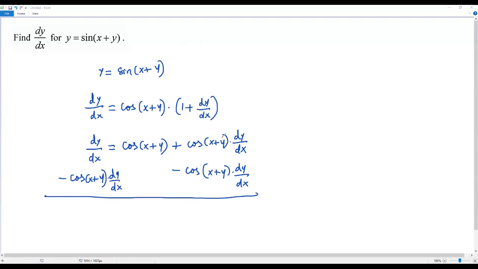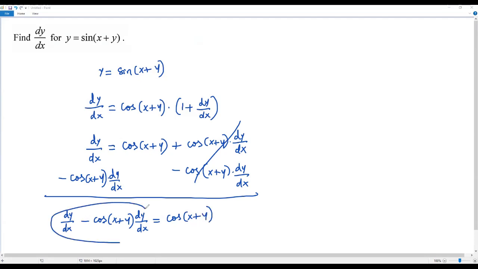When I do so, this positive term and negative term cancel. I'm getting dy over dx minus cosine of x plus y times dy over dx equals, on the right side, cosine of x plus y. Let me write it over here, cosine of x plus y. Now on the left side I'm going to factor dy over dx, because both terms over here contain dy over dx.